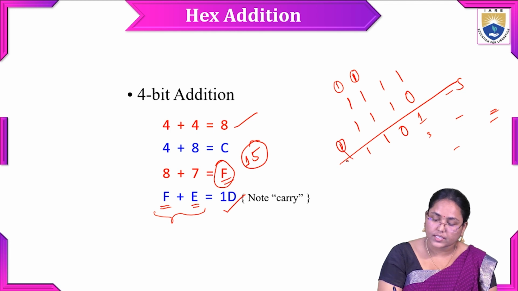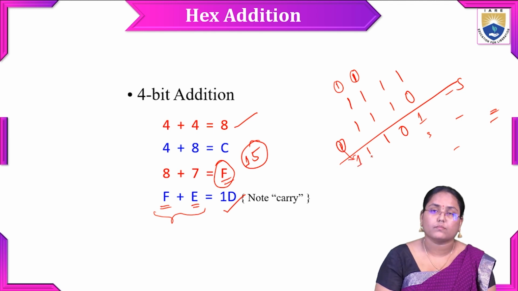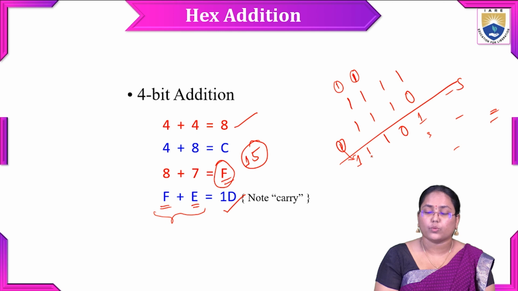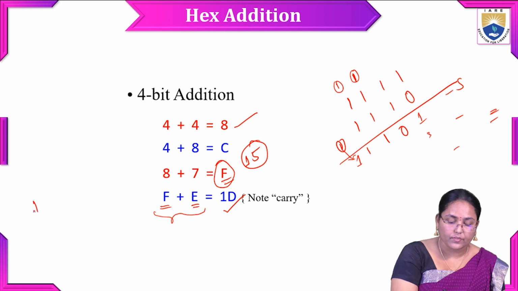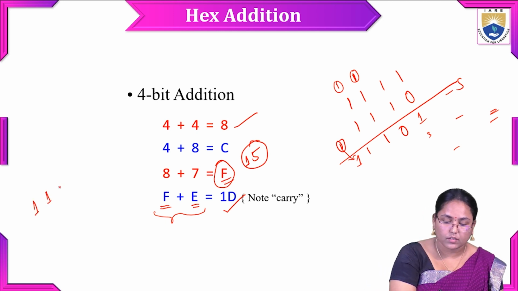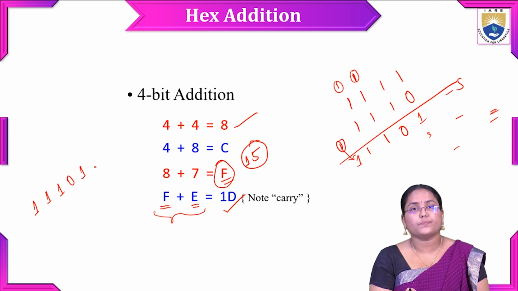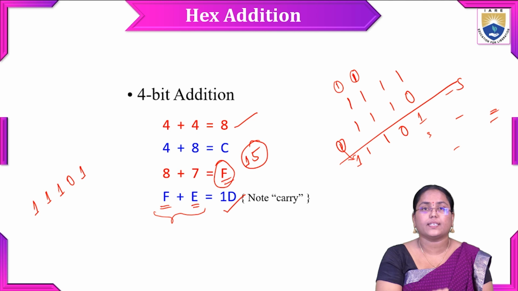So I'll just do one thing. I'll just add the same carry over here. So now once I have this number 11101, I need to convert this particular number back to hexadecimal format.